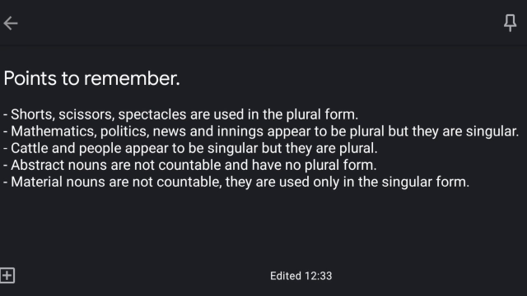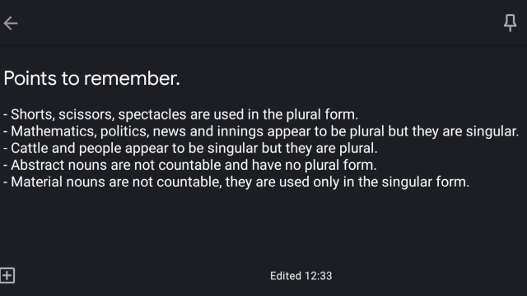Last two points, abstract nouns are not countable and have no plural form. So abstract nouns, we cannot count them. So that's why there is no plural form. What is an abstract noun? An abstract noun refers to a feeling, an emotion, or a quality. For example, knowledge. We cannot count knowledge, so there is no plural form to it. We cannot count beautiful. Beautiful is an abstract noun, so that's why it has no plural form.